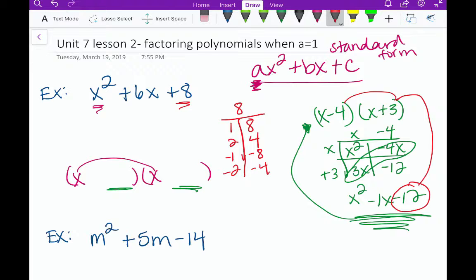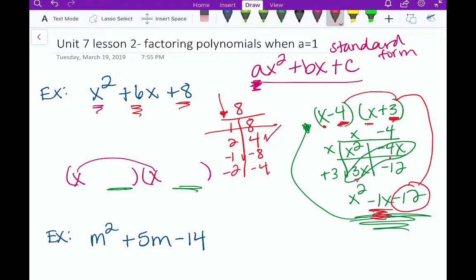Now, go back to the green example I worked over here. The negative 1x, where did that come from? Well, it came from combining the 3x and the negative 4x. Where did the 3x come from? It came from multiplying that times x, and the negative 4x came from multiplying that times x. So as you can see here, we ended up adding 3 and negative 4 to get negative 1, which was our middle term. Our middle term in our example is 6. So we need to pick one of these pairs that add up to 6. So 1 plus 8 is 9, so that's not an option.